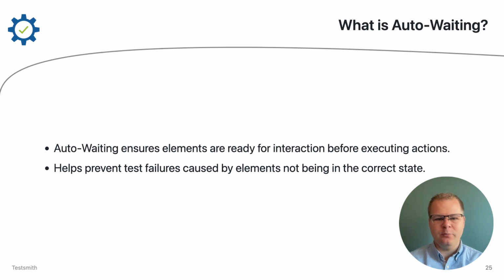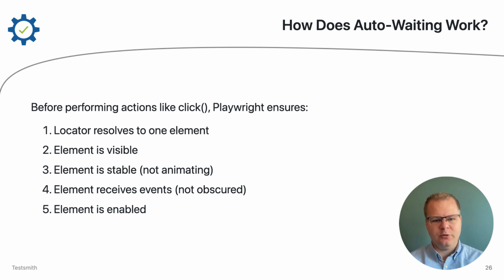Auto-weighting ensures that before any action is performed on a web element, whether it's a click, input, or another interaction, Playwright automatically performs a series of checks to verify the element is ready for interaction. These checks make sure the action behaves exactly as expected, preventing common test failures caused by elements not being in the right state. So, how does this work in practice? Let's take the click action as an example.